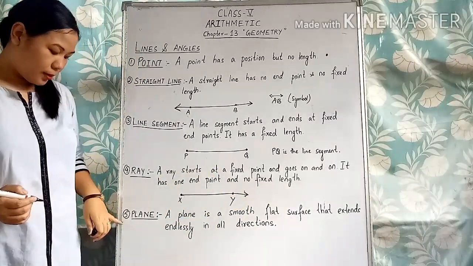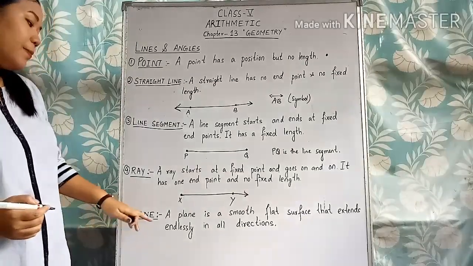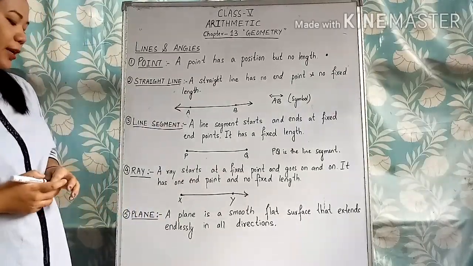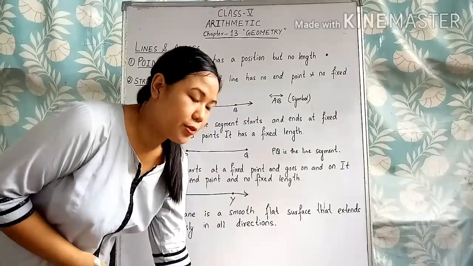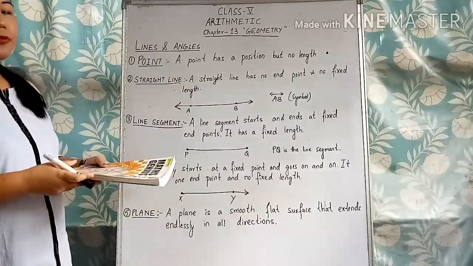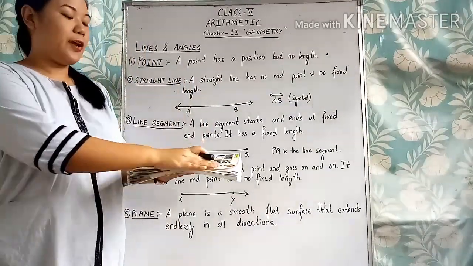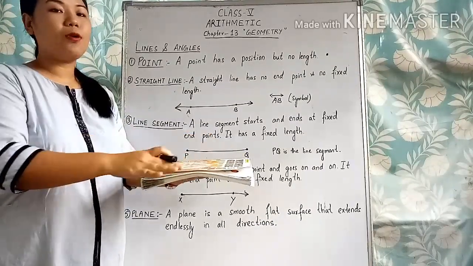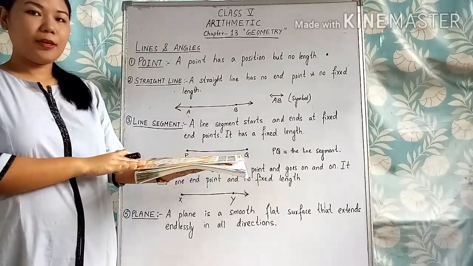Next is plane. What is a plane? A plane is a smooth flat surface that extends endlessly in all directions. We will take an example of your book. Your book is flat, okay. So it extends in all directions, okay.